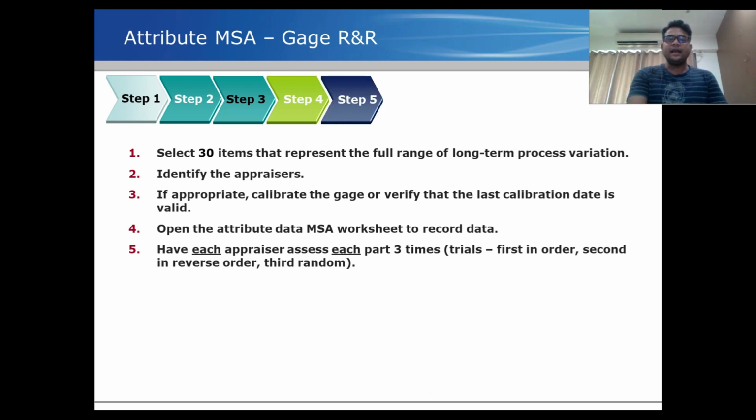Have each appraiser assess each part 3 times. It means each part should be measured 3 times, in trial 1, trial 2, trial 3. You can consider 2 trials also.